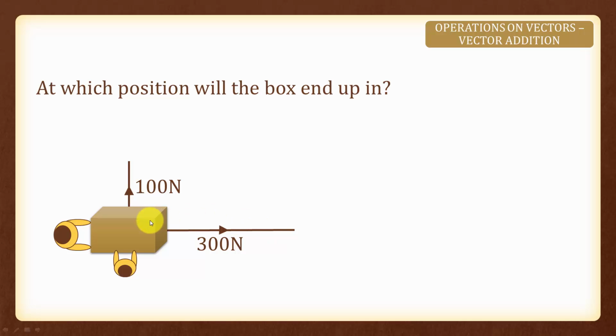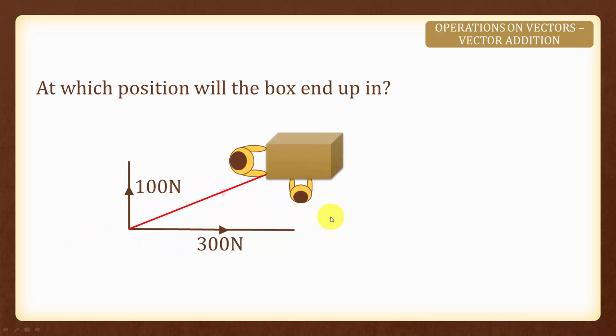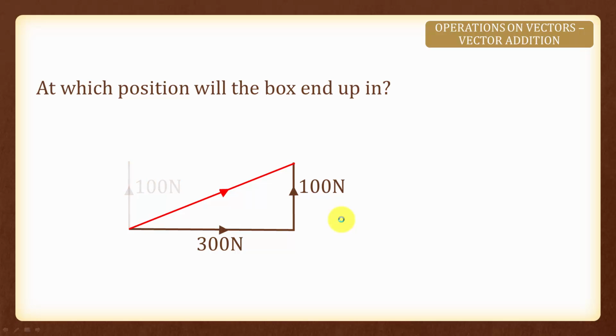Yes, the box will move to the right and upwards, like this. The 300 Newton force to the right and the 100 Newton force upwards are both vectors, and the direction at which the box moves as a result of these two forces is known as the resultant vector, or the resultant force.